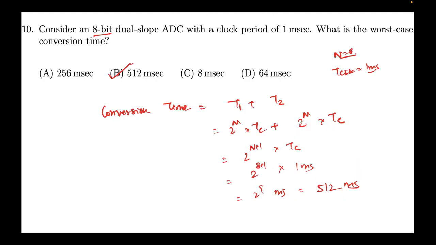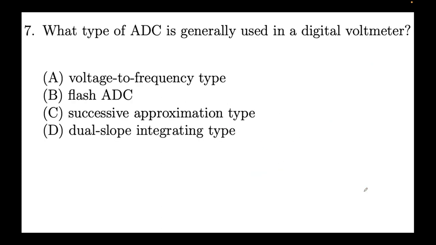So the conversion time is T1 plus T2. T1 is always 2^n times TC. T2 worst case can be 2^n into TC. Best case, it can be only one clock cycle. So we put in the values and we get 512 milliseconds.